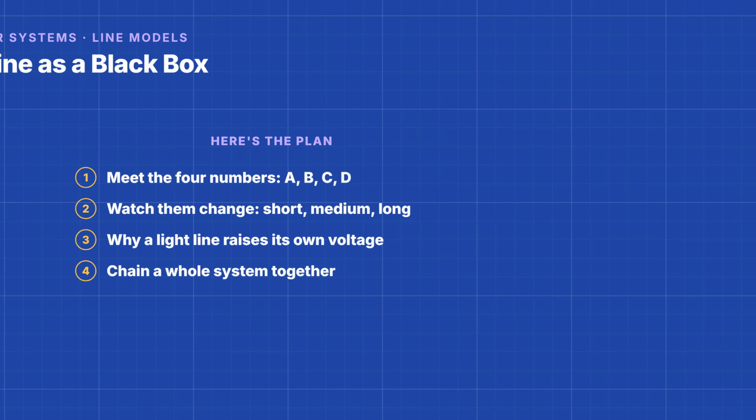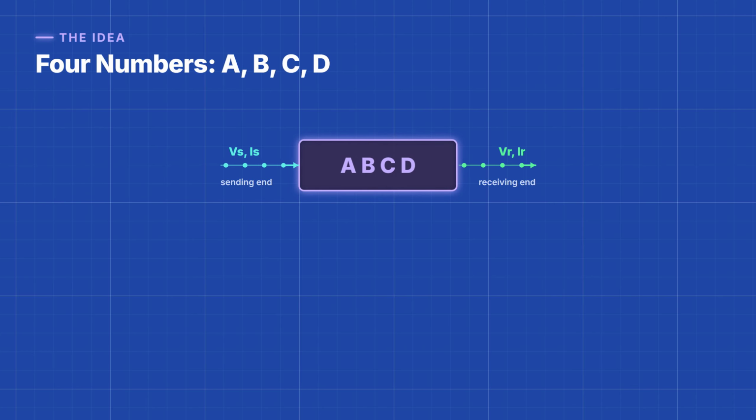Let's build them. So picture the line as a sealed box with 2 terminals in and 2 terminals out. Feed in the sending end voltage and current. Out comes the receiving end voltage and current. 4 complex constants connect them. The sending voltage is A times the receiving voltage plus B times the receiving current. The sending current is C times the receiving voltage plus D times the receiving current.